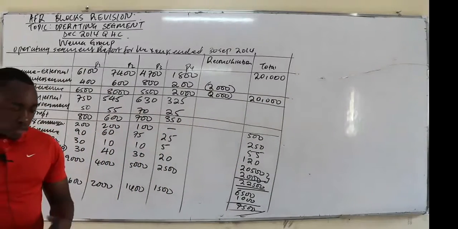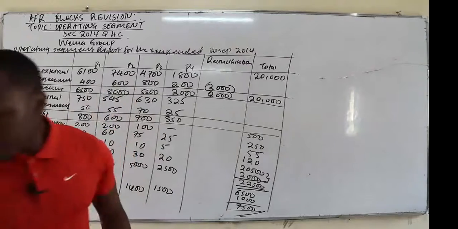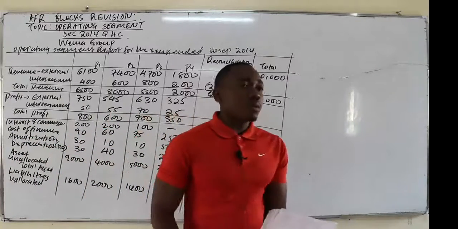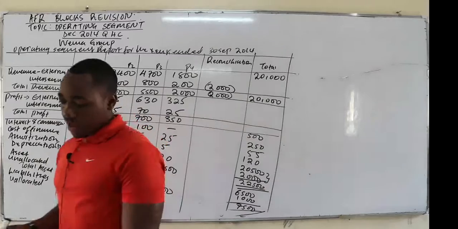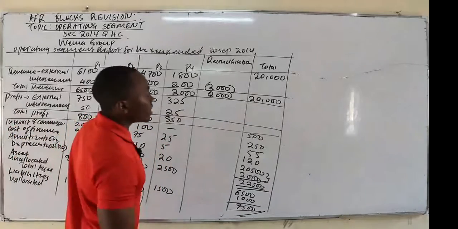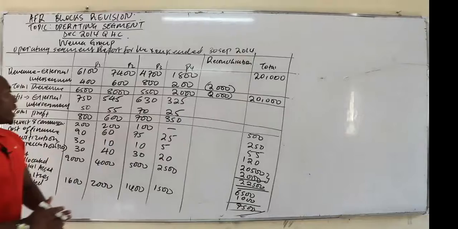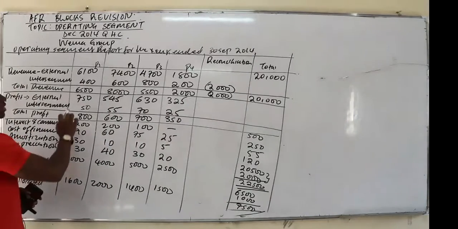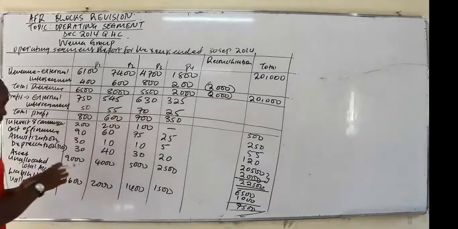So can you go back to the income statement? Can you confirm if the revenue was 20,000? Was the revenue 20,000? Yes, you only recognize the revenue from external sales. You eliminate the intergroup sales. Let's do the same for the profit. Add the total profit from external.